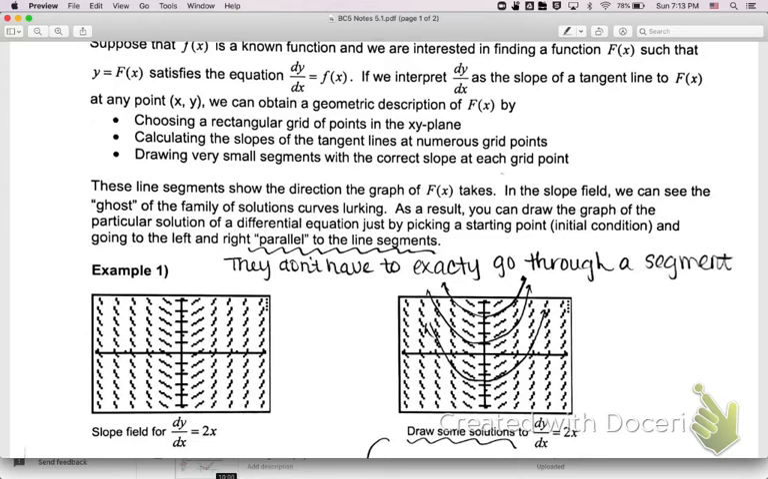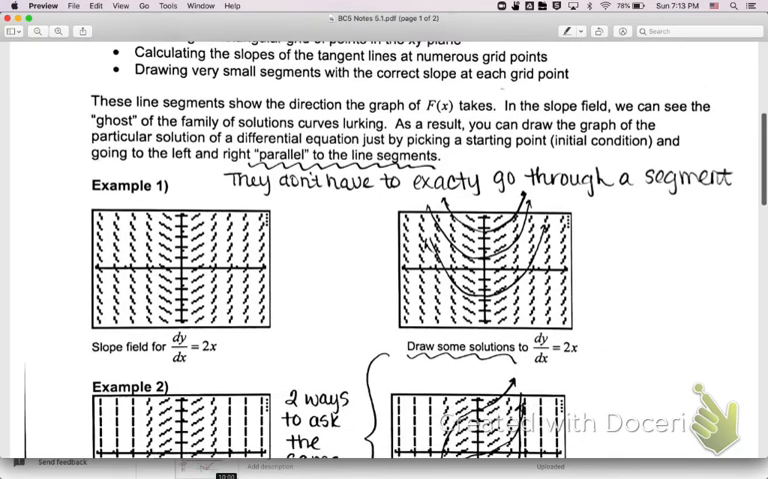And then here's the important part. You want to follow in a direction that is parallel to the line segments. It does not have to go exactly through one of your segments. That's always been something that's been kind of a challenge for me. I was taking it as more of a connect the dots kind of thing, trying to follow from one segment to the next. And that is not necessarily how this is going to work. So in this first example, the first one is the blank slope field. At the right, I've drawn some examples of possible solutions to that slope field, okay?